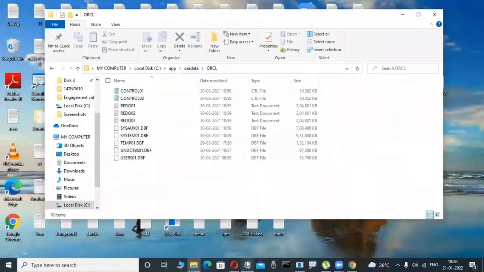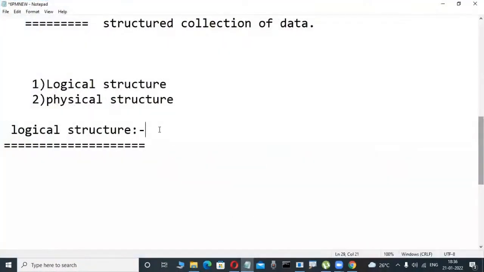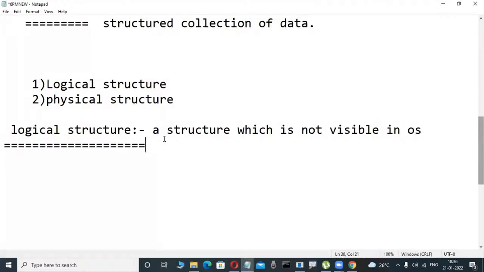That's why what a logical structure means, don't write it: a structure, a database structure, don't worry, which is not visible in the operating system, in OS, is called a logical structure, the logical structure of the database.